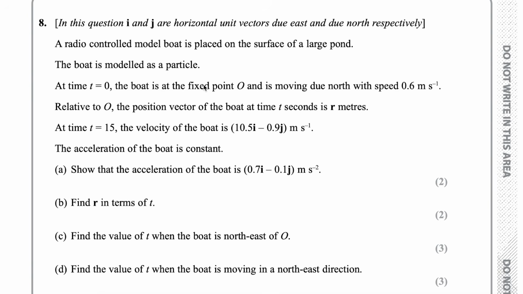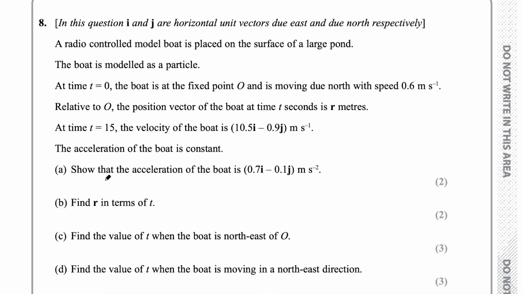Question 8 starts off with a note and it says, in this question, I and j are horizontal unit vectors due east and due north respectively. And the question goes on, a radio-controlled model boat is placed on the surface of a large pond. The boat is modeled as a particle. At time equals 0, the boat is at a fixed point O and is moving due north with speed 0.6 meters per second. Relative to O, the position vector of the boat at time t seconds is r meters. At time equals 15, the velocity of the boat is 10.5 I minus 0.9 j meters per second. The acceleration of the boat is constant.